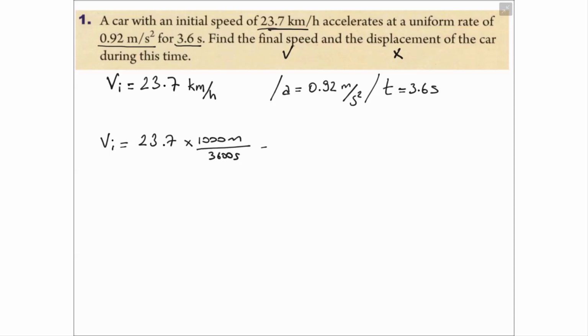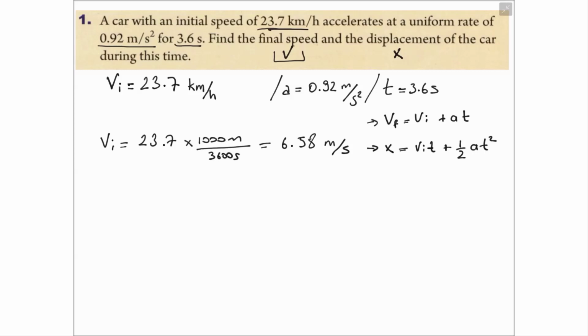So it's gonna be 6.58 meter per second. And at the first case it's asking final speed, that means v final, and we have a formula about the v final, which is v final equal v initial plus acceleration multiplied by the time. And it's asking x. Formula of the x is equal v initial times t plus half a t squared.